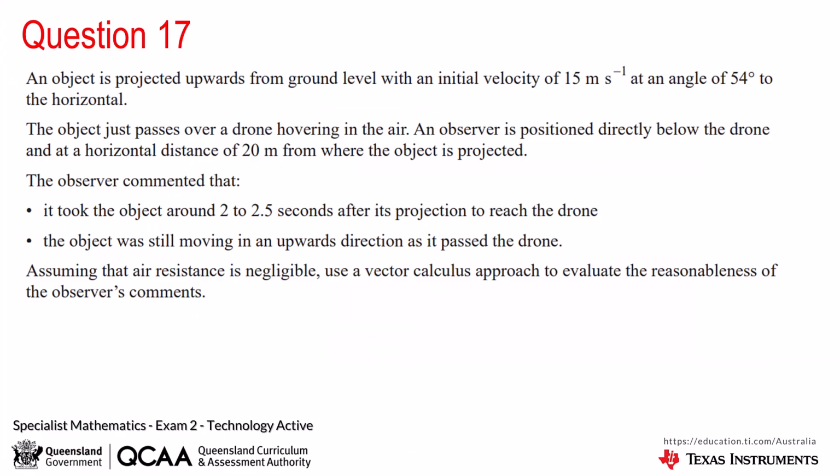Question 17 is worth 6 marks. We're told that an object is projected upwards from ground level with an initial velocity of 15 meters per second at an angle of 54 degrees to the horizontal. The object just passes over a drone that is hovering in the air. An observer is positioned directly below the drone and at a horizontal distance of 20 meters from where the object is projected. The observer makes 2 comments about the motion of the object.